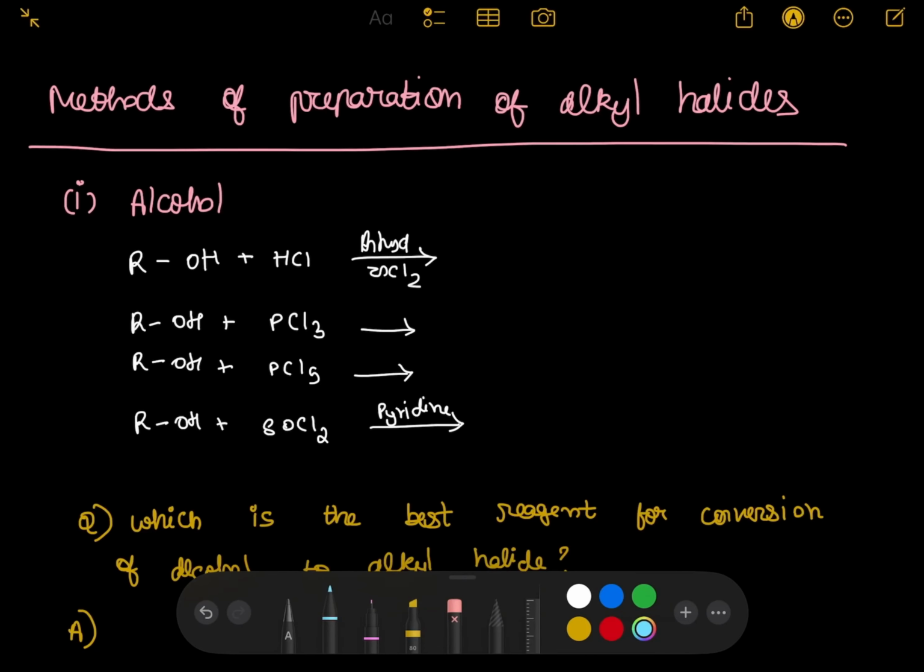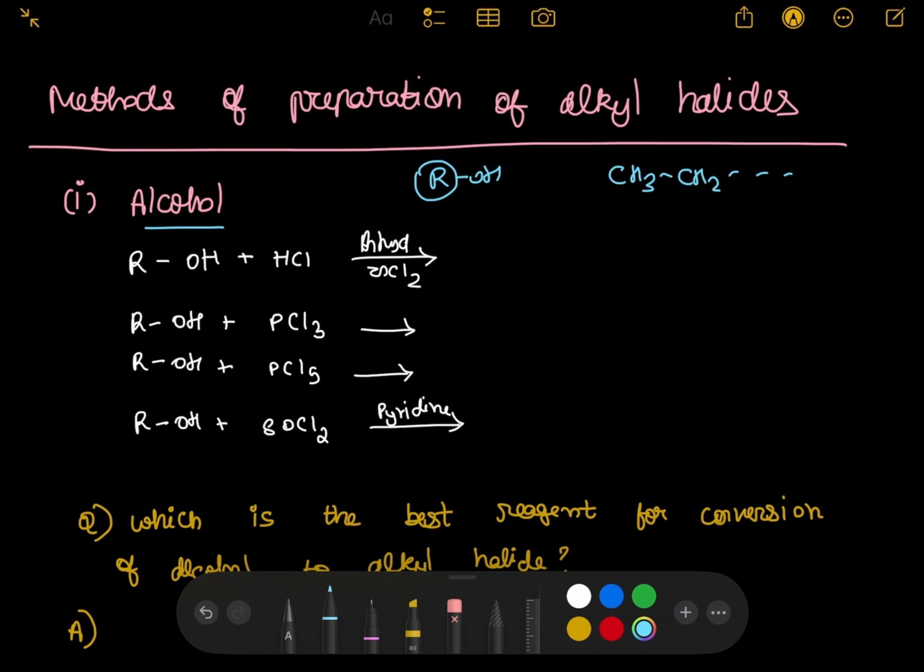Alright guys, so we're doing methods of preparation of alkyl halides. This is where your main chapter starts from. Now the first one is from alcohols. I'm taking ROH, which is my alkyl alcohol, right? R is my hydrocarbon group. It could be anything, whatever chain I can make.